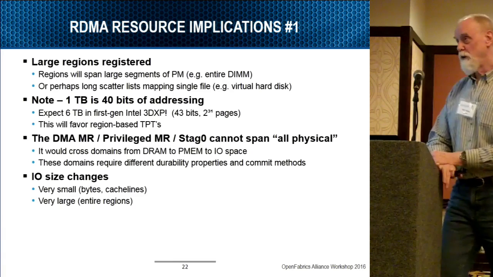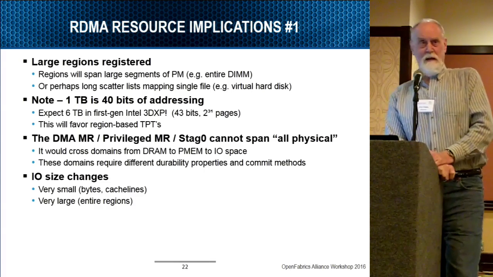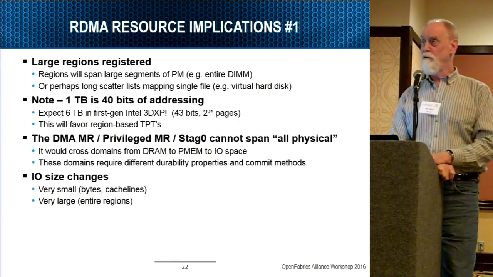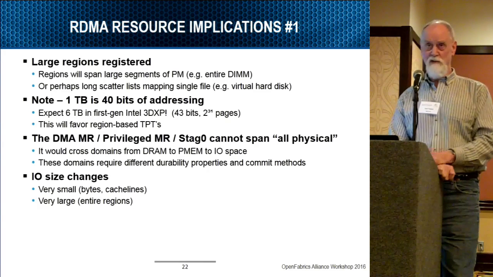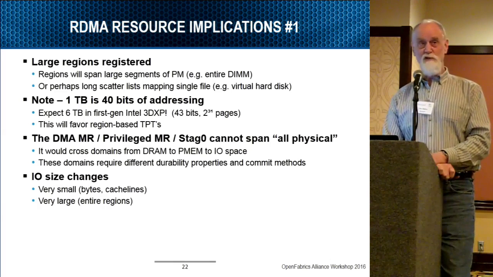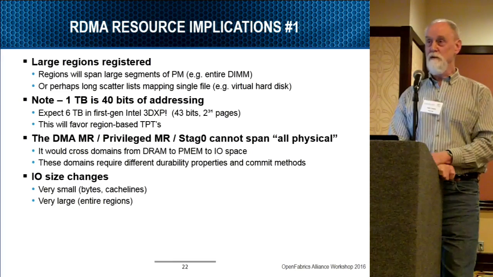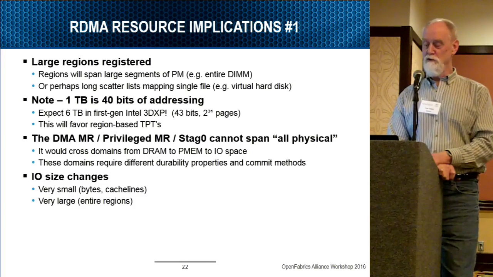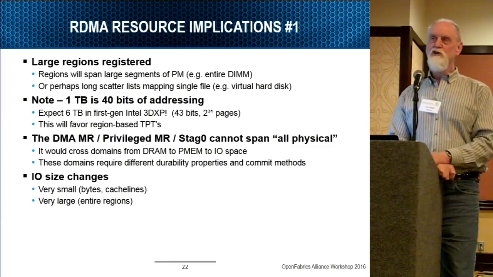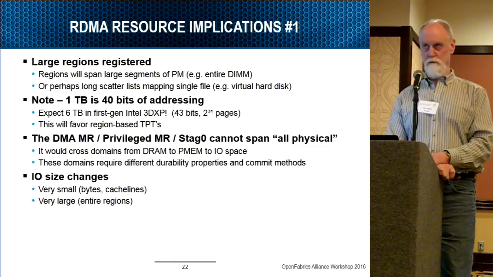Note, 1 terabyte is 40 bits of addressing, right? And 40 bits, that's a lot of bits. My length suddenly got really long. And Intel in 3D XPoint says they're going to cram 6 terabytes in the first generation. All right, that's 43 bits of addressing. That's 2 to the 31 pages. That is one heck of a scatter list. Okay, 2 to the 31 pages. I think my math is right. So it will favor region-based TPTs. If you have a page-based TPT, you're going to be in a world of hurt in this world.